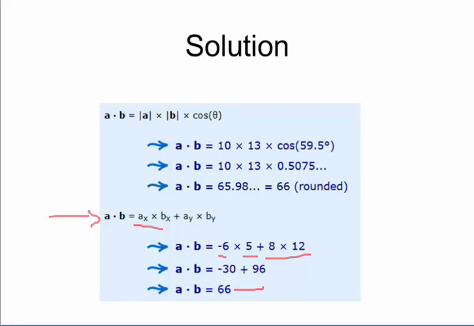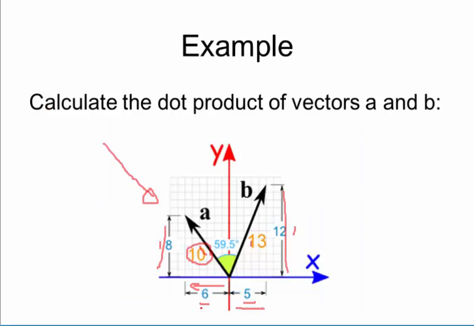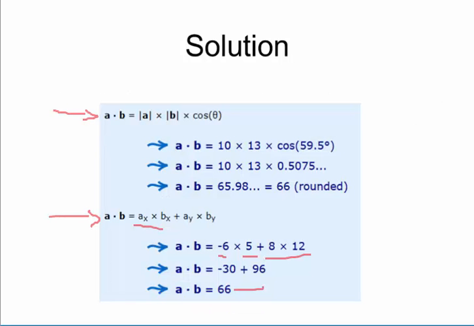Or you can do it the other way around by using the length of the vectors. The length of vector A is 10, and the length of vector B is 13. So we have here 10 times 13 times the cosine of the angle between them, which comes out to be 65.98 or 66 rounded. And that's just trying to illustrate the solution there.